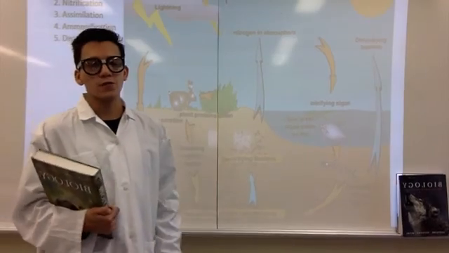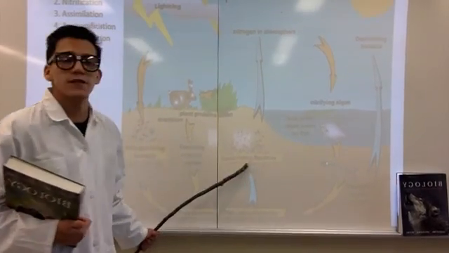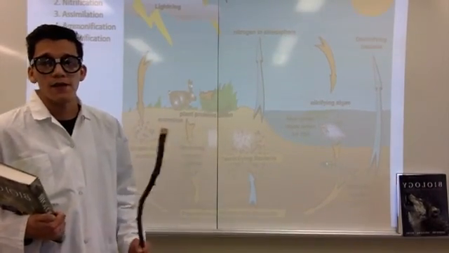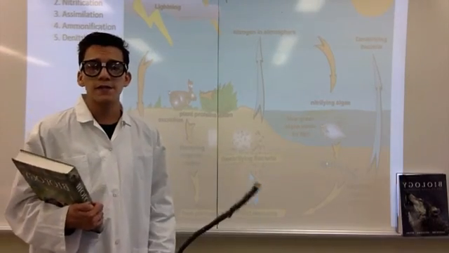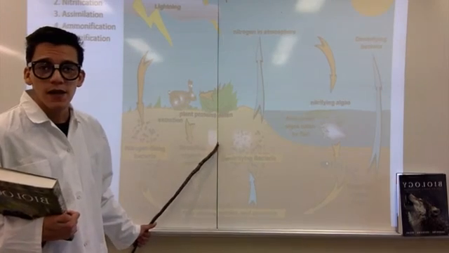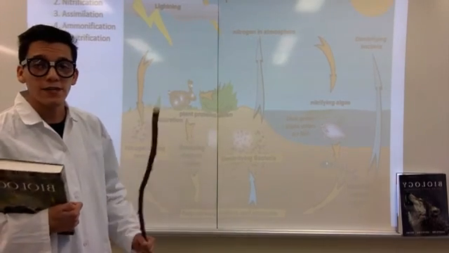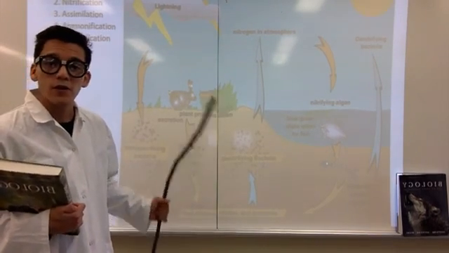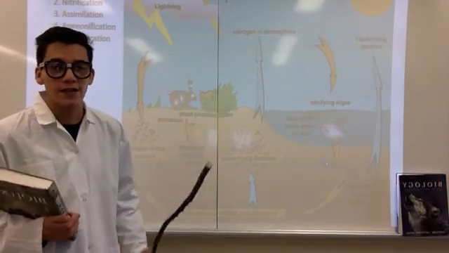The nitrogen cycle starts with fixation, where bacteria turns nitrogen into ammonium. Then nitrification, where bacteria changes ammonium into nitrates that are absorbed by plants. Assimilation is the process when the nitrates that are being absorbed are used in amino acids, nucleic acids, and chlorophyll.